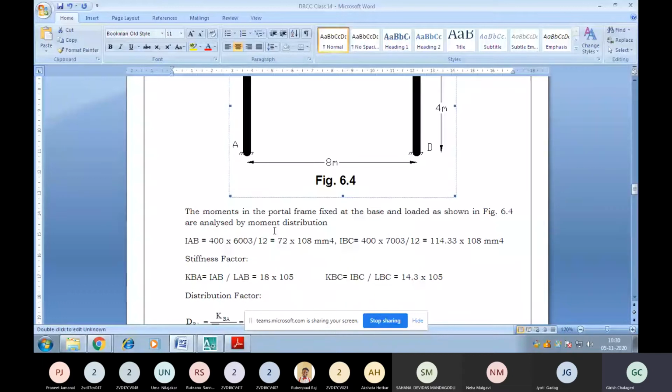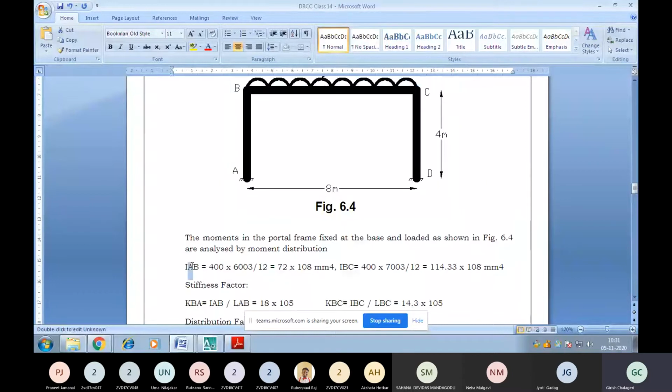Moment distribution method means I need to know the stiffness of the beam as well as the stiffness of the column. Stiffness means I by L, with 4E by L being the stiffness of the beam. So here the I value of member AB is BD cube by 12, which is B into D cube by 12, in mm raised to 4.